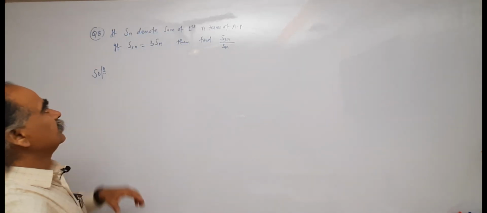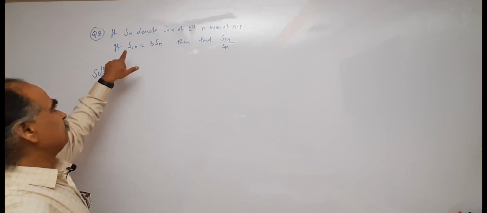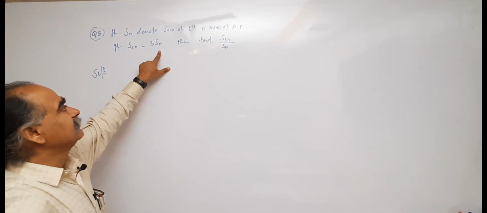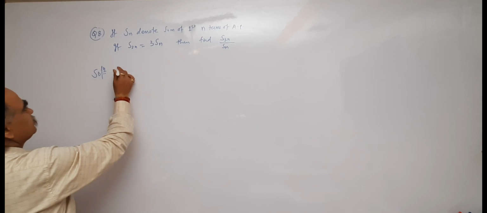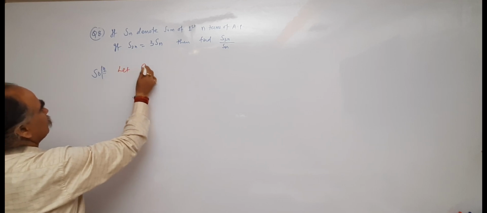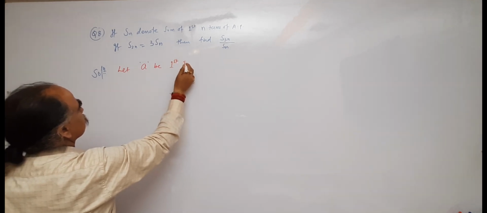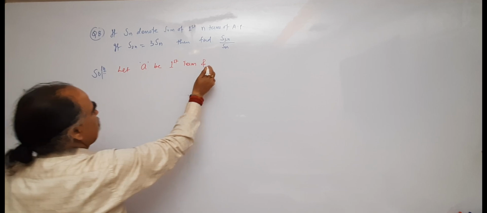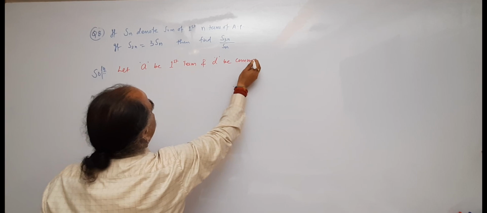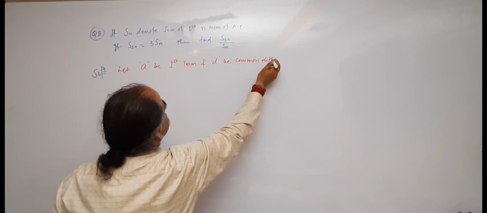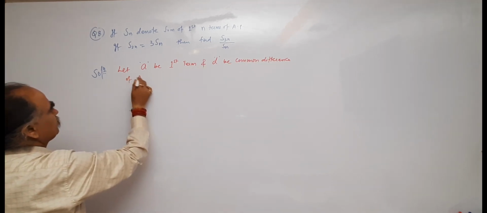Question number 8. If Sn denotes the sum of first n terms of an AP, if S2n is 3 times Sn, then find S3n upon Sn. Let a be the first term and d be the common difference of the AP.